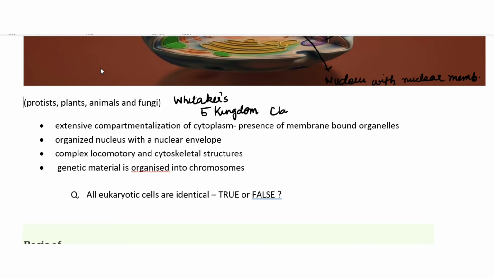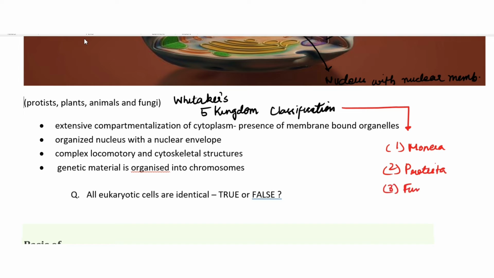There is Monera first, then Protista, fungi, Plantae and Animalia. All these are eukaryotes except Monera, which is a prokaryote. Okay. Now let's look at the features of the eukaryotic cell.